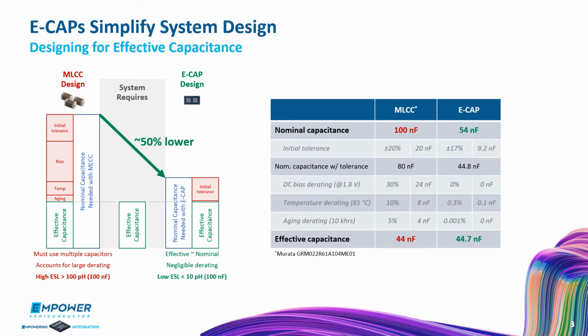This table summarizes the same discussion with a concrete example for about 44 nanofarads of effective capacitance. In case of an MLCC, the designer needs to set aside 30% for DC bias derating, 10% for temperature derating, and 5% for aging. Therefore, with the initial tolerance, 100 nanofarad nominal capacitance will be required. However, with almost no derating in case of an ecap, the required nominal capacitance, including the initial tolerance, is just 54 nanofarads. And this is about half of the nominal value of the MLCC.